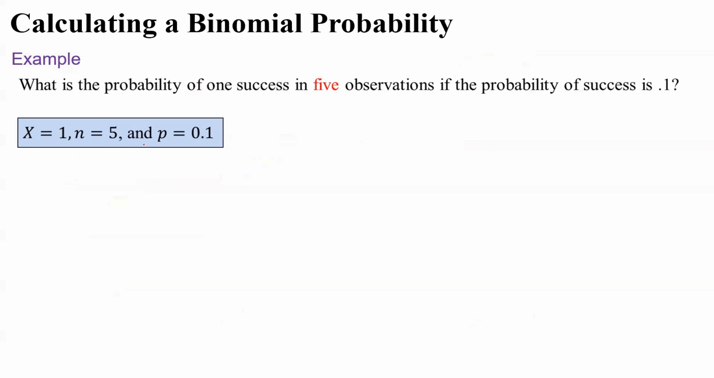All right, now another example. What's the probability of one success in 5 observations if the probability of success is 0.1? So the random variable is x = 1, the total number of observations is 5, and the probability of success is 0.1.